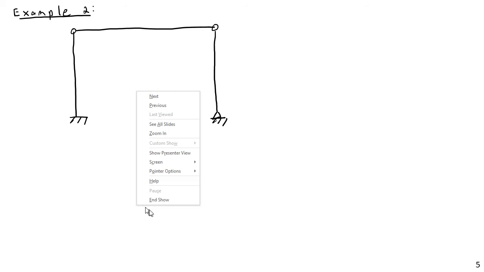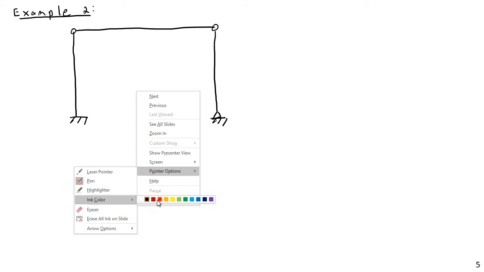So let us consider a frame here. Let us consider a pinned frame, and let's say it's a fixed support here and a pin here. And then let's say it has a beam here with another pin joint, and then a column and a pin joint here. Then we're going to have the following geometry.